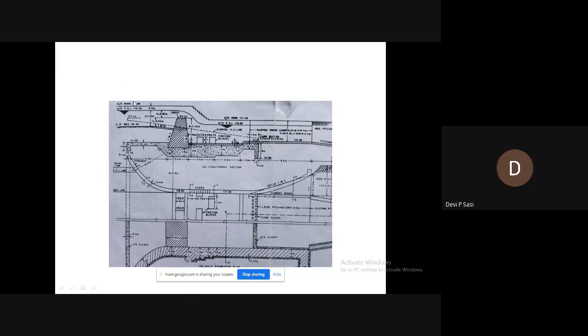The upstream approach consists of wing walls. Here you can see the wing walls. These are the wing walls. Okay. And for discharge up to 14 cumec, that is, if the discharge is less than 14 cumec, the upstream wing walls are splayed at an angle of 45 degrees at the upstream edge of the crest wall.